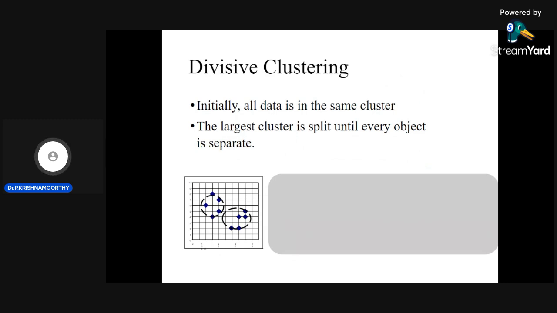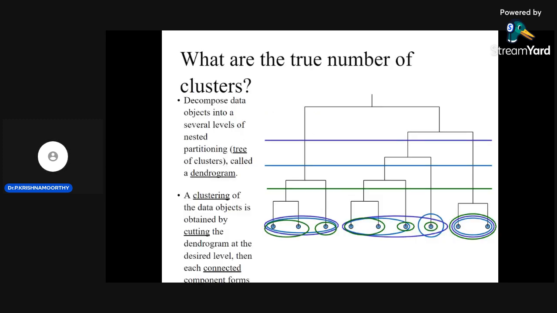In divisive clustering, all data starts in the same cluster, and the largest cluster is split until every object is separate. What is the true number of clusters we have? This is a hierarchical structure. The clustering of data objects is obtained by cutting the dendrogram at the desired level, connecting each level.